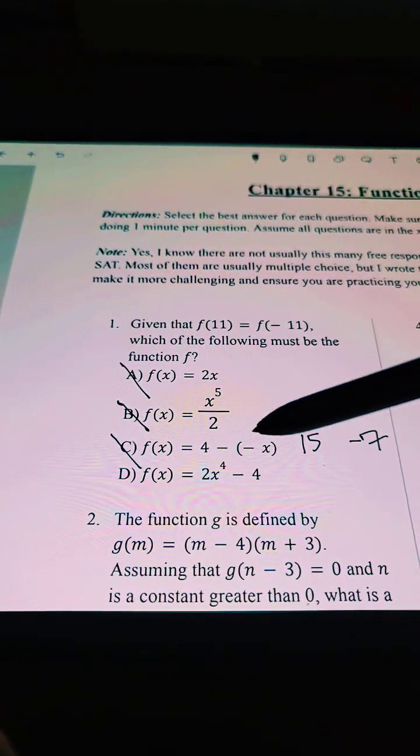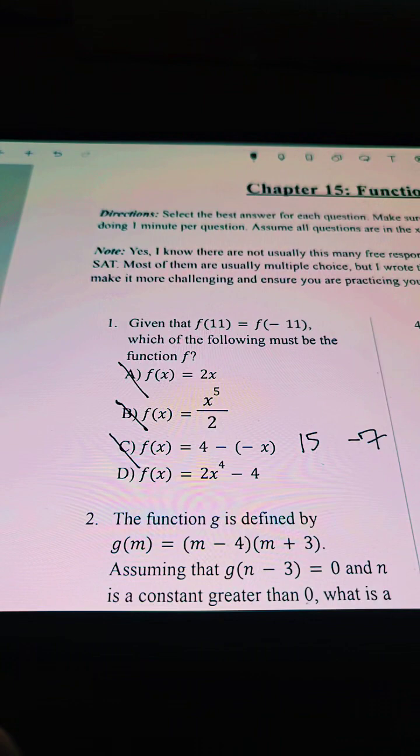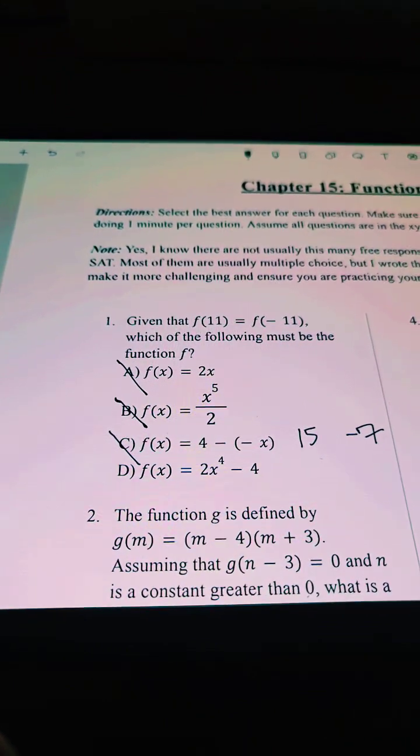So now let's go to D. Someone said, where were you when I was struggling with math my freshman year?